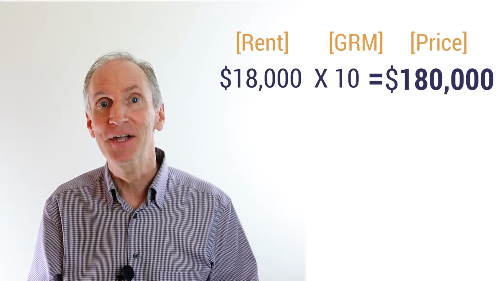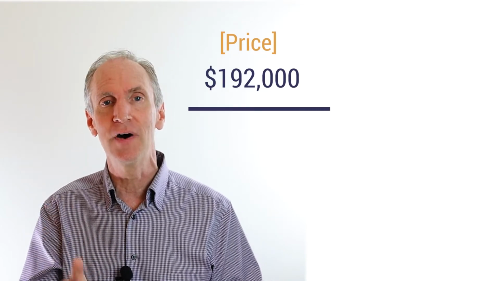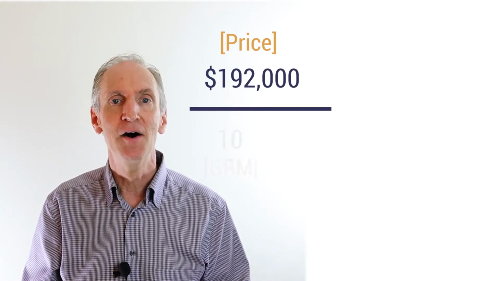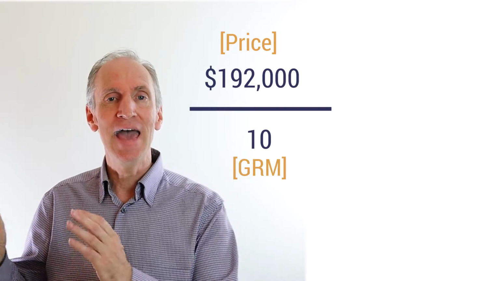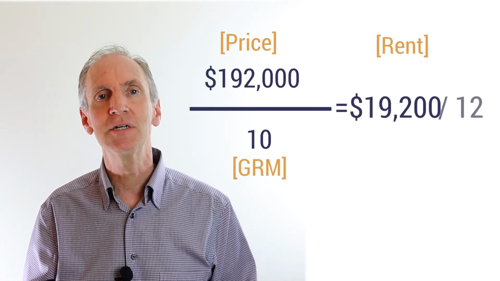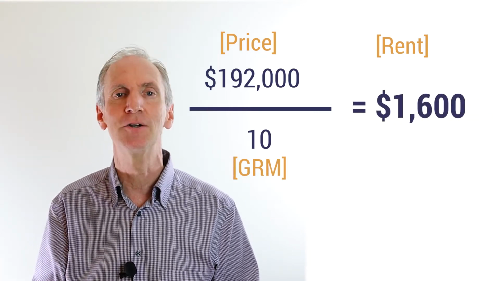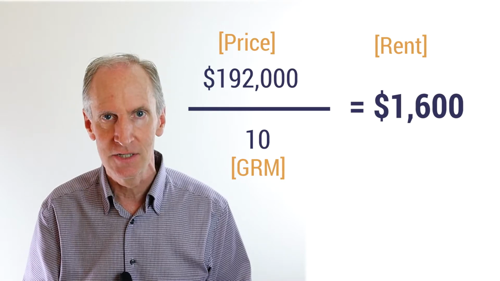Here's another example. Let's say someone is offering me a property at $192,000. Again, I can take that $192,000, divide by my GRM of 10, and get an annual rent that I'm going to need of $19,200. Well, that works out to $1,600 a month. I would need to rent that place for at least $1,600 a month in order to even consider that price.